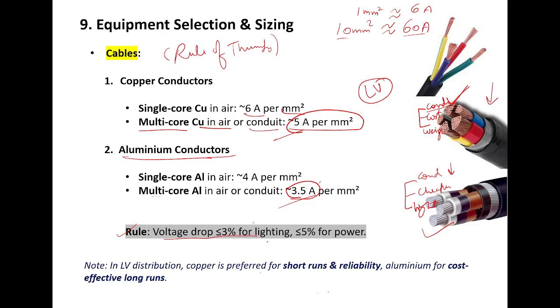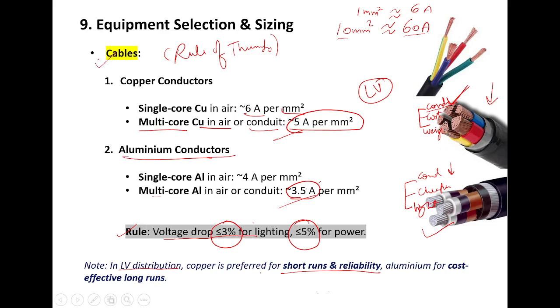And take this for voltage drop, as I also mentioned in my last slide: for lighting load, less than or equal to 3%, and for power load, 5%. In an LV distribution system, copper is preferred for short runs and reliability. Aluminium is for cost-effective long runs. Okay, so these are the rules of thumb for your cable.